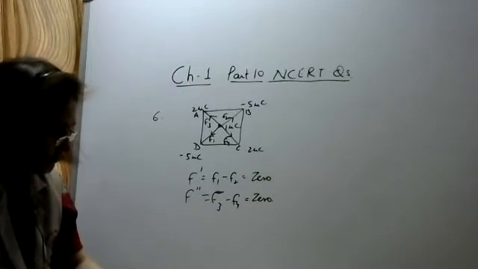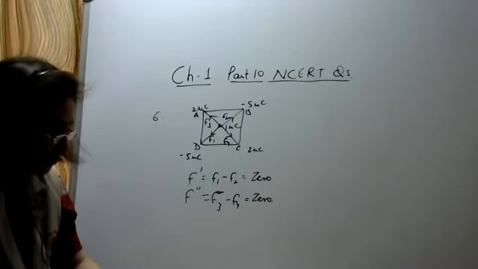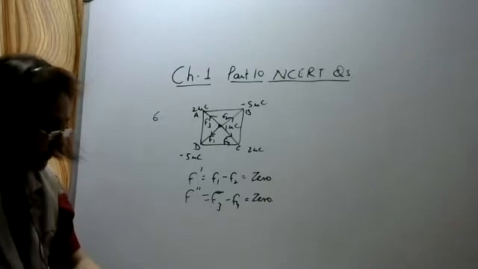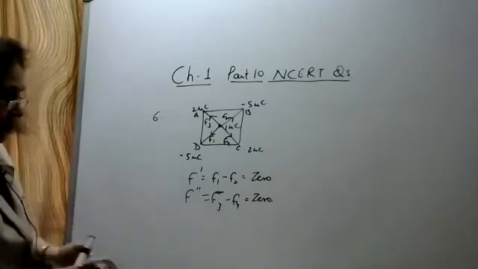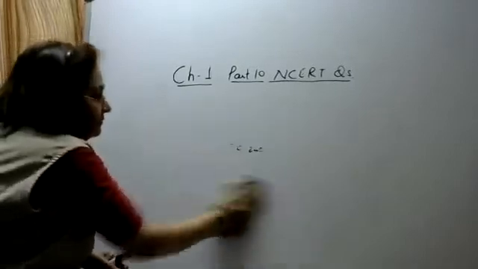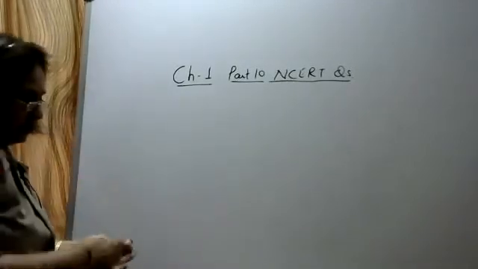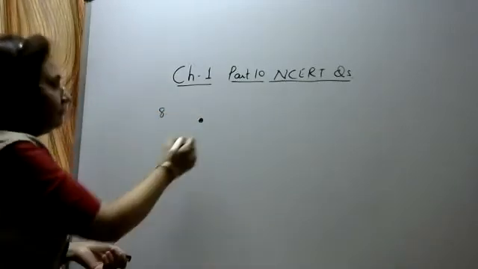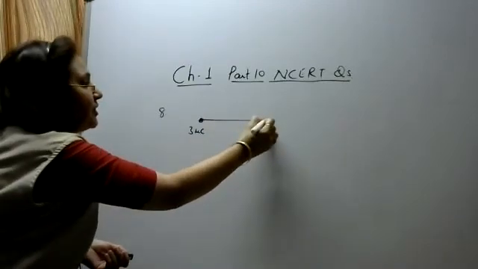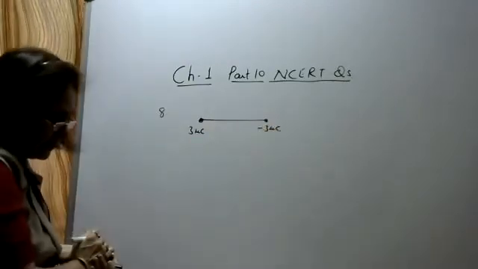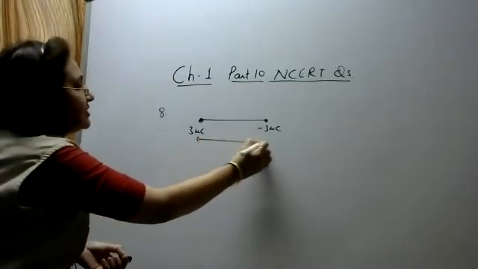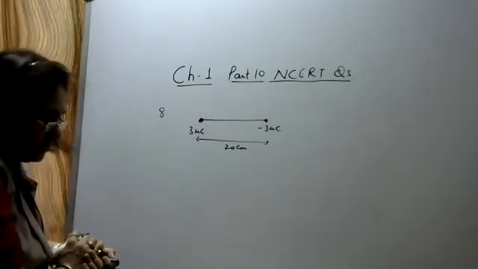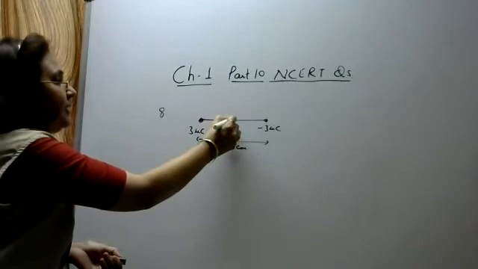Question number 8. Two point charges QA and QB are located 20 centimeters apart. What is the electric field at the midpoint of the line joining the two charges? Let's draw the figure. Two point charges, plus 3 microcoulomb and minus 3 microcoulomb, are separated by 20 centimeters. Now you have to find the electric field at the midpoint O.